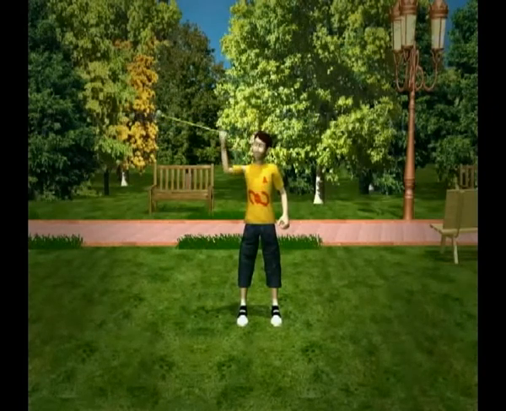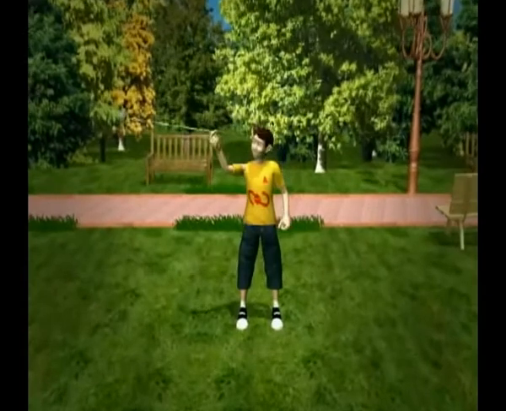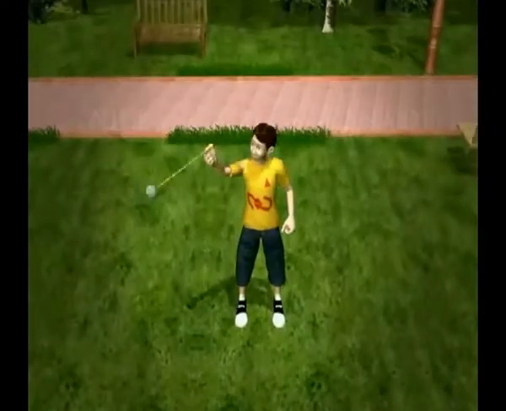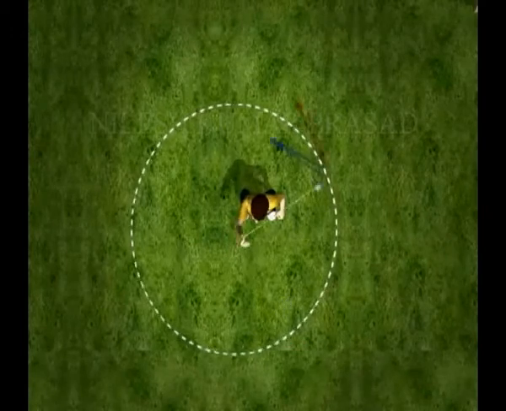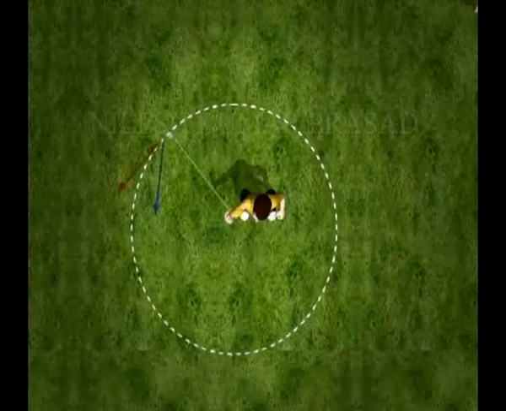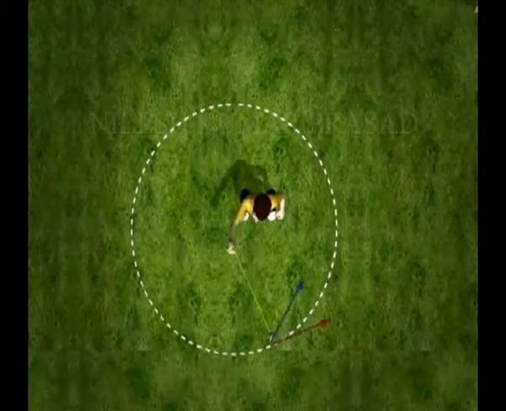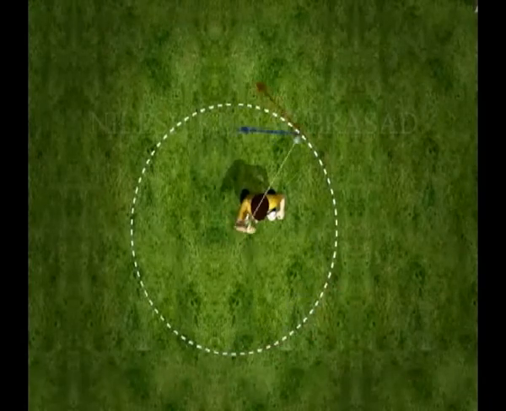In uniform circular motion, the magnitude of velocity remains constant. What changes is the direction, as the object tries to remain in its circular path. When such an object accelerates, then that acceleration is directed towards the center of the circle.